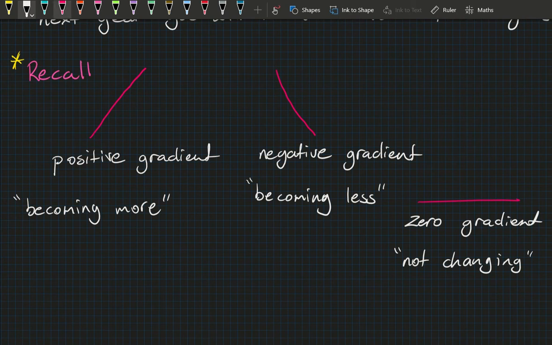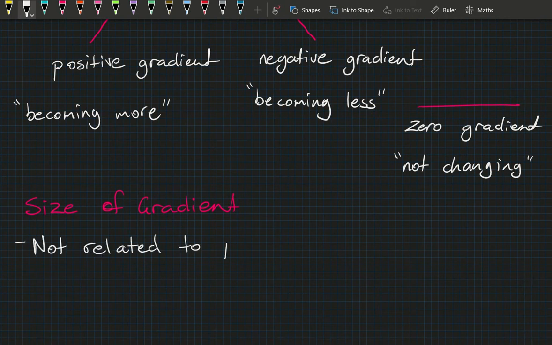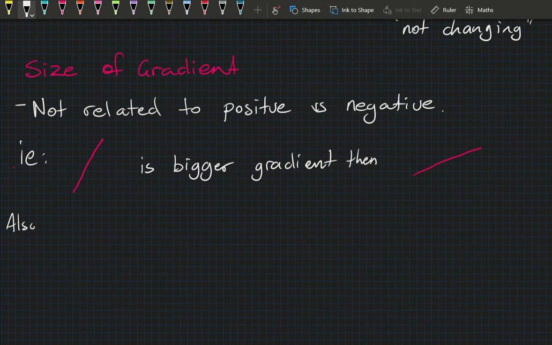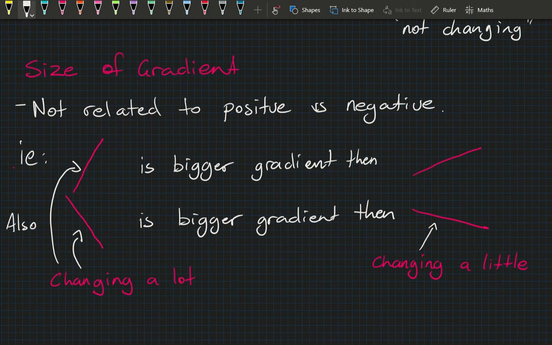And in today's lesson, we're going to talk about the size of gradients. And it's important that you realize that it's not related to whether or not the gradient is positive or negative. In other words, this steep positive gradient is bigger than this flattish positive gradient. And at the same time, the gradient of this steeper negative slope is bigger than the gradient of this shallow slope. And that's because these steeper ones on the left here are changing a lot, and these shallow ones on the right here are just changing a little bit.